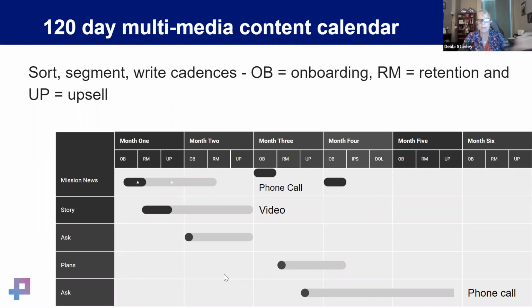So create this type of content calendar. If you see the different boxes here, I have outbound, retention marketing, upsell, which we're going to talk about next. These are just different ways for you to spell it out, to engage people in the way they want to be engaged with.